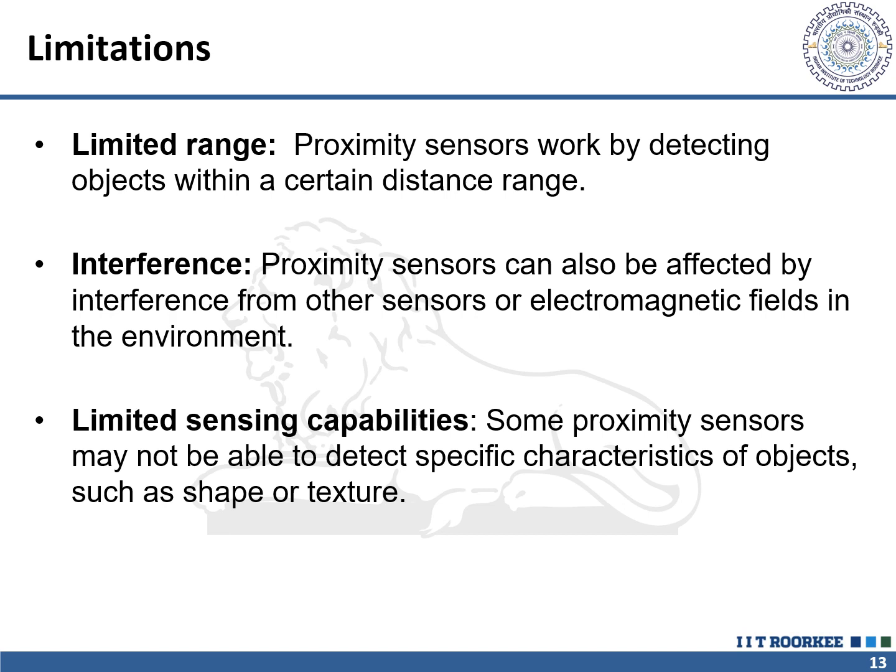Limited sensing capabilities. Some proximity sensors may not be able to detect specific characteristics of objects such as their shape or texture. This can limit their usefulness in certain applications where these characteristics are important. For example, the photoelectric proximity sensor cannot detect transparent objects. So this is also one of the limitations.